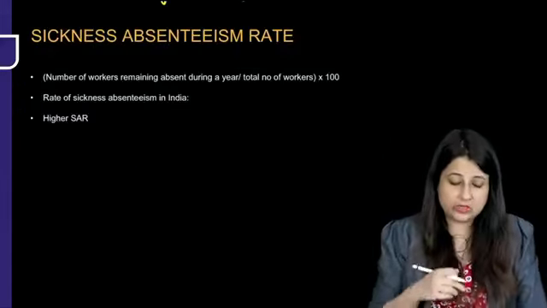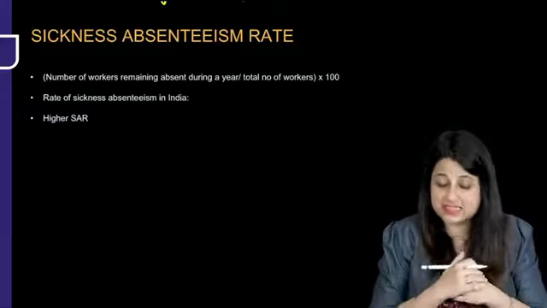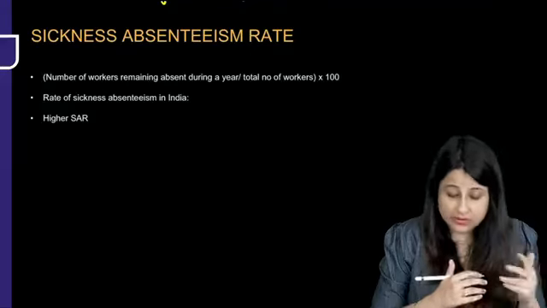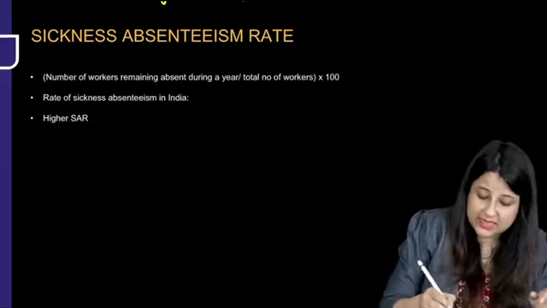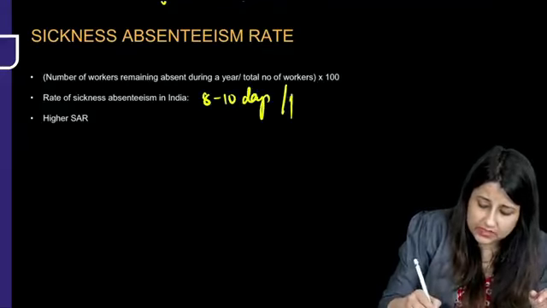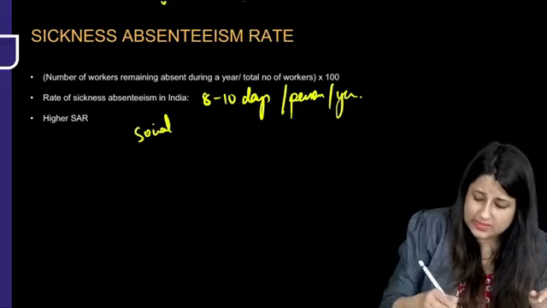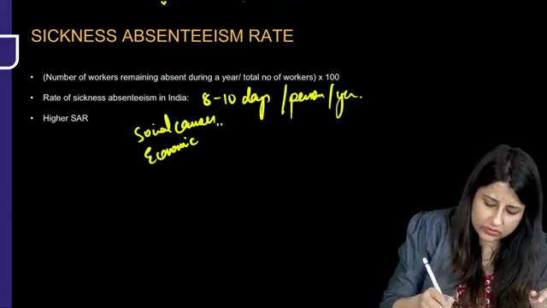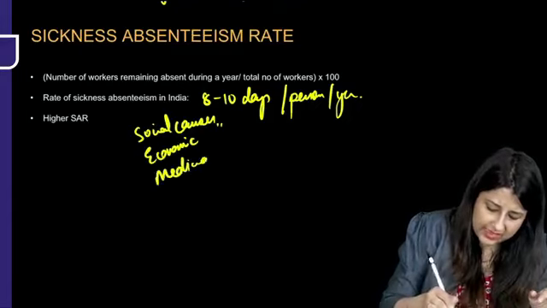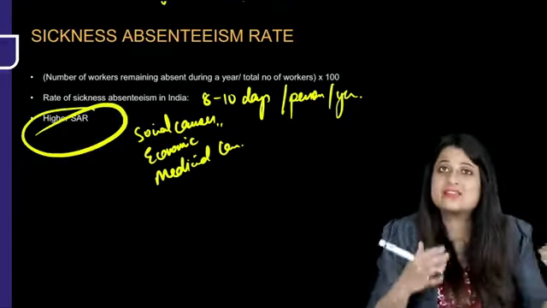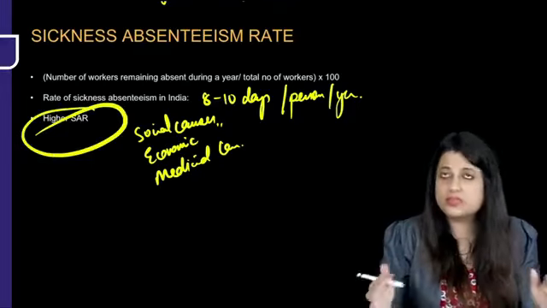One more thing from occupational health we need to revise is the rate of sickness absenteeism in India. It is the number of workers remaining absent during a year divided by the total number of workers. The rate of sickness absenteeism in India is how many days? 8 to 10 days per person per year. This can have social causes because of which people are reporting sick, economic causes, and also medical causes. The higher the sickness absenteeism rate, the lesser is the satisfaction of the workers with the industry.